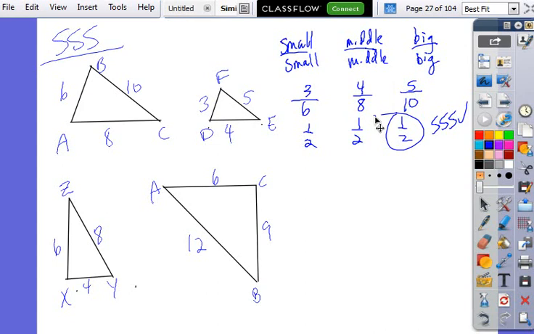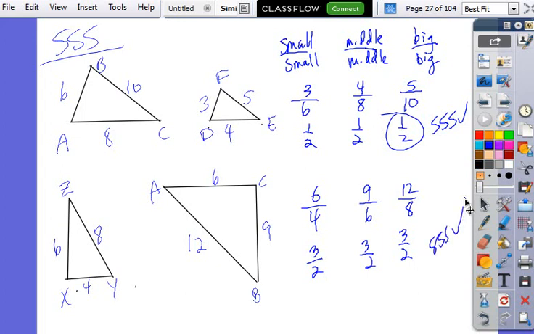All right, so let's do this second one down here. Where do I start? Small. Small of which one? The second one. What's the small number in the second one? 6. Over 4. All right. That's going to simplify down to 3 over 2. Then I'm going to go to the middle number, which is 9 over 6, well, that's 3 over 2. And then 12 over 8, that's 3 over 2. Do I get the same fraction every time? Yes, that means side, side, side works. And my scale factor is 3 over 2. So we always start with the second one up. Yes, I always start with the second one.